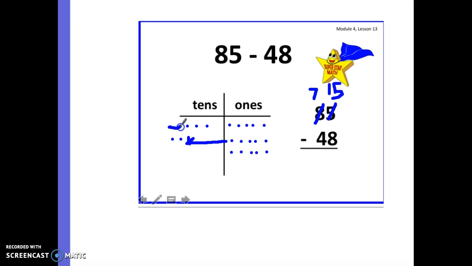So here's 10, 20, 30, 40. And let's do 8. Here's 5 and 6, 7, 8. So what do I have left? 1, 2, 3. I have 3 10s. Come on. And I have 7 1s. So my answer, 37.